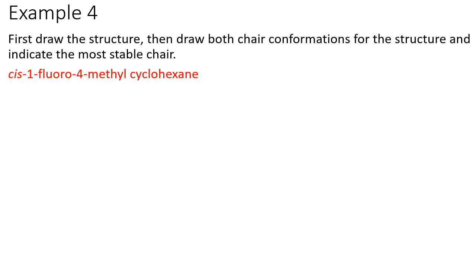Lastly, let's look at an example where we have groups in the 1-4 positions. So we're going to draw cis 1-fluoro-4-methyl cyclohexane. So we're going to have position number 1, a fluoro group, and position number 4, a methyl group. And I drew them both on wedges to represent that they are both pointed up or down, or they're in the cis orientation.